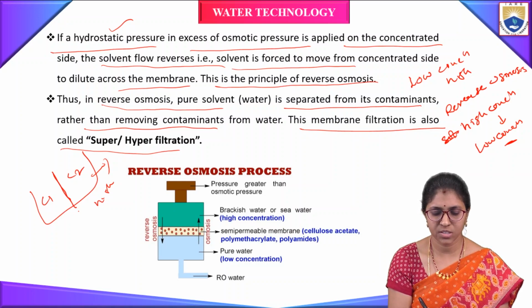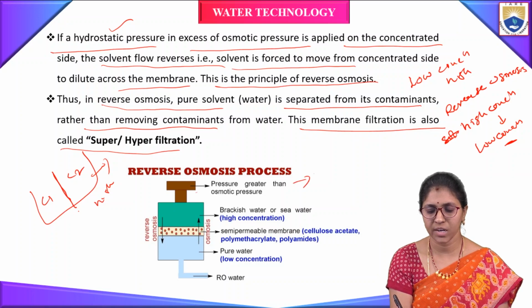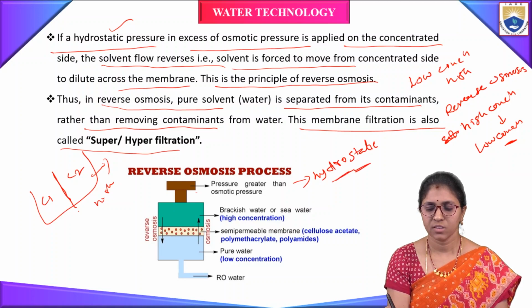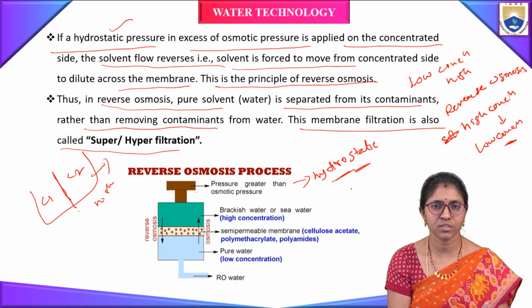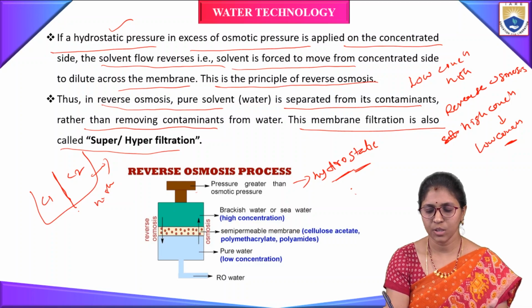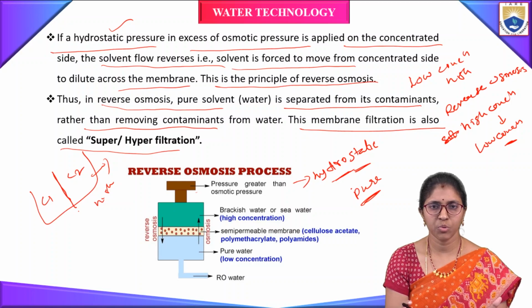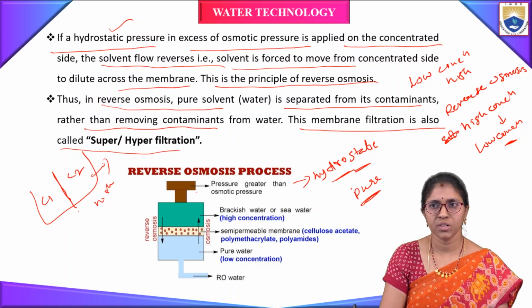In this reverse osmosis, we are applying some hydrostatic pressure. Because of this hydrostatic pressure, the solvent is moved from the higher concentration to the lower concentration side. So, we are getting pure water from highly concentrated water, directly, without removing impurities. So, this is about the reverse osmosis process.